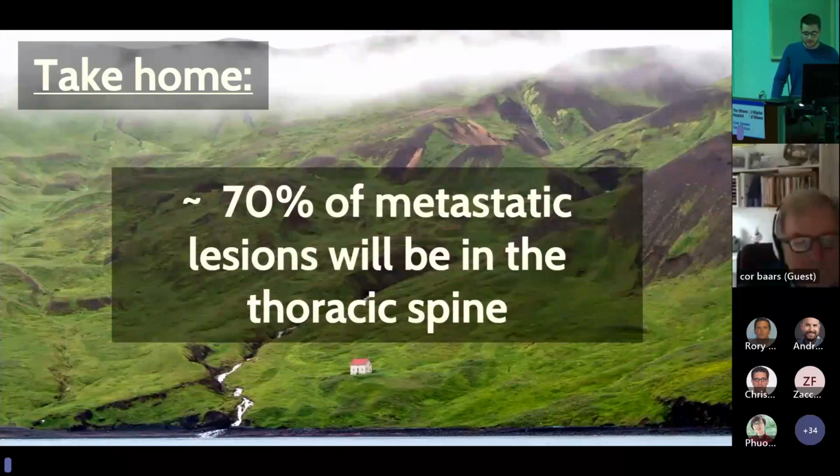So my big take home: primary cancers that metastasize to the spine more predominantly affect the thoracic spine. And so make sure you're tailoring that exam to give yourself a better lesion localization.